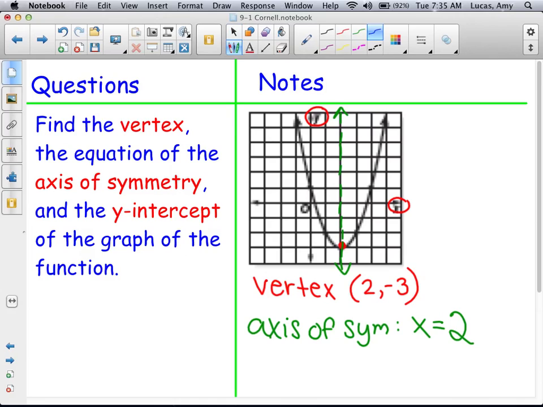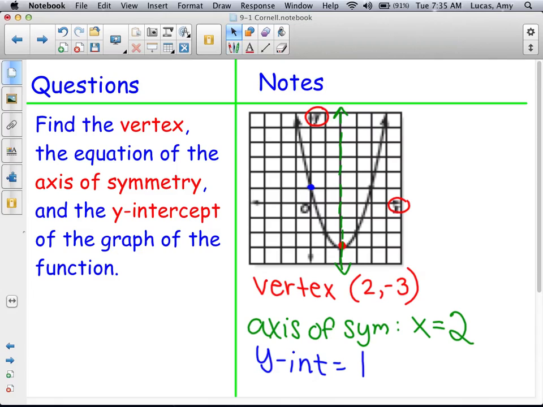The third thing that we have to find is the y-intercept. That is where your graph crosses the y-axis. Using blue, here is my y-intercept. It is at 1. Y-intercept, 1. So that's how you find the information by looking at a graph.